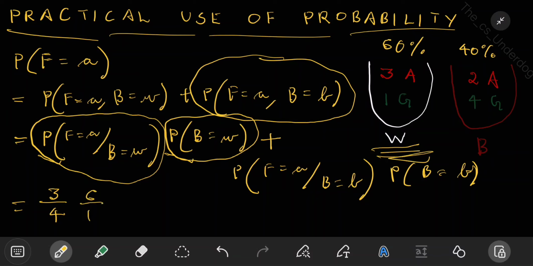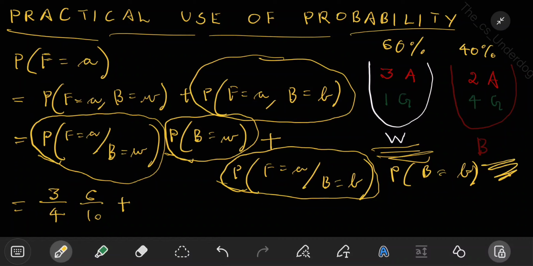So it is 6 by 10, plus what is probability of fruit equal to apple given bag equal to brown? Given that the bag is brown, what is the probability of your choosing an apple? Totally there are 2 apples out of a total of 6 fruits. So 2 by 6, which is 1 by 3. Let us write this as 1 by 3 into probability of bag equal to brown. What is bag equal to brown? 40%, which means 4 by 10. So this is the probability of your choosing an apple.